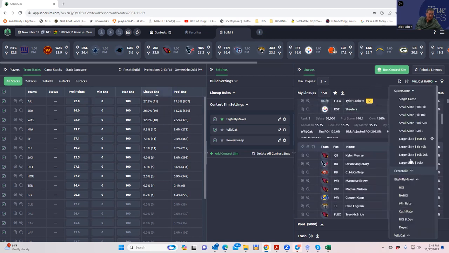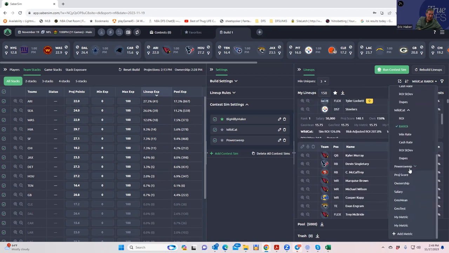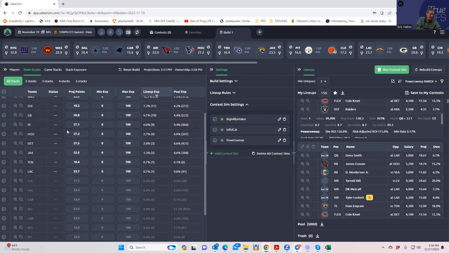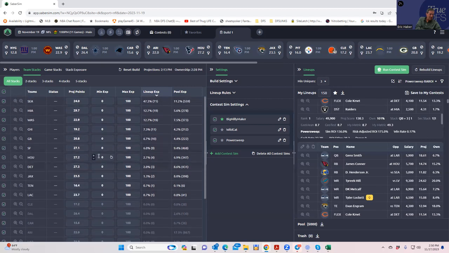When you look at, say, the power sweep, more 3-max, let's see how that looks. So here you get even more Seattle, and now Miami kind of moves up the list, and Arizona just disappears. It's very interesting. I think it is interesting that in the power sweep, Arizona is 0%.